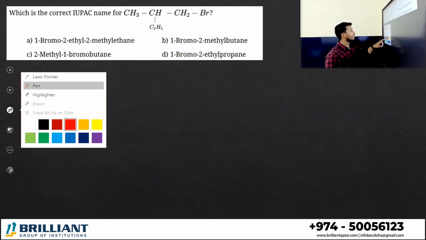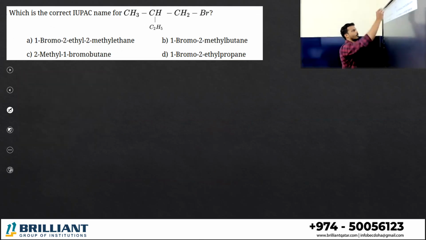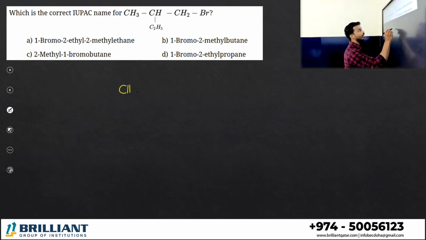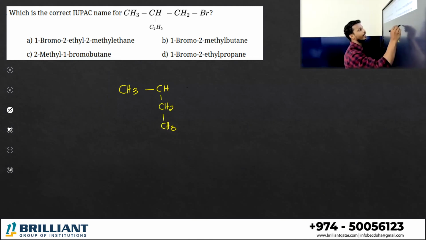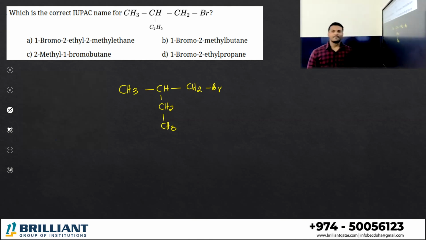Next one. Which of the following is the correct IUPAC name of the given compound? What is the compound? CH3, CH, let me write C2H5 like this, CH2CH3 and CH2Br. What will happen here? If you take the compound within the given structure, you will make a mistake. Try to elaborate it, okay?